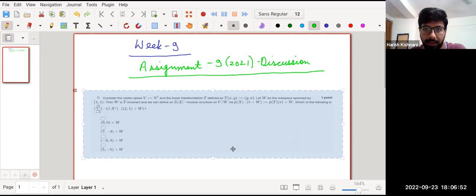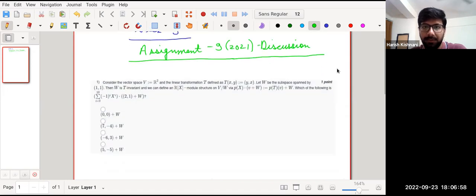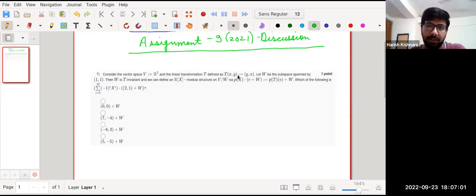It says consider the vector space V, that is R square, and the linear transformation, which is just the interchanging of coordinates, sending (x, y) to (y, x), and let W be the subspace spanned by (1, 1). Then W is T invariant.